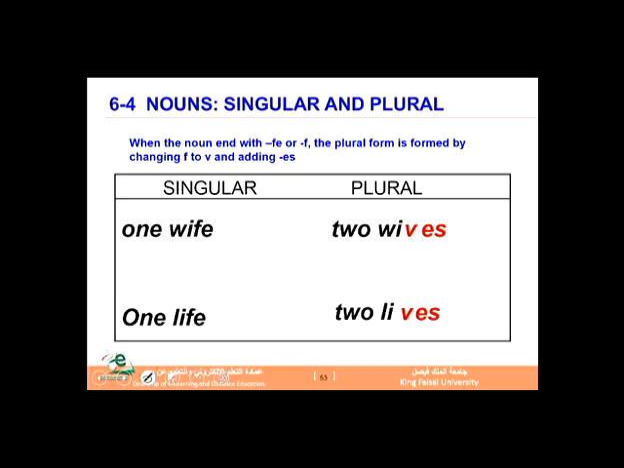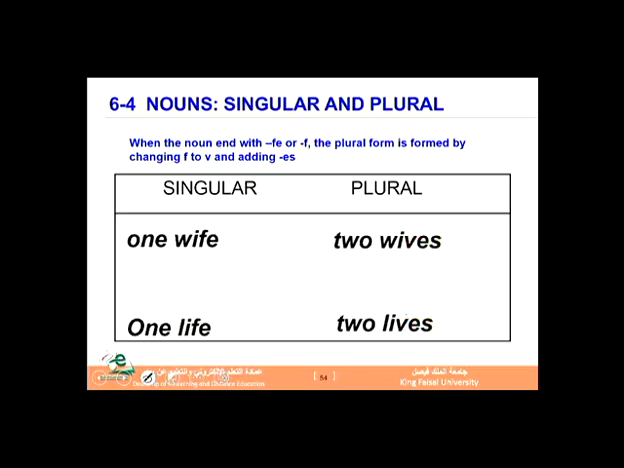So we have changed the F into V, then we added ES to the end of the word. Now, so that it becomes clear: one wife, two wives, the V instead of the F. One life, the V instead of the F. So we have changed the F into V, and we have added the ES. Similarly, we change F into V and add ES.